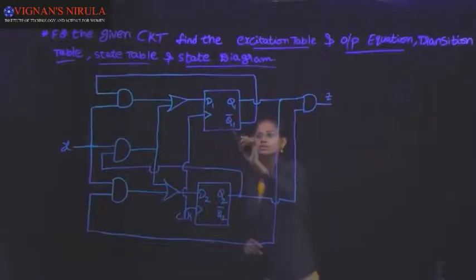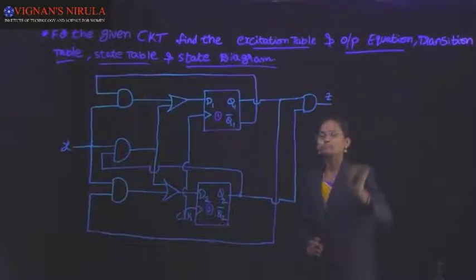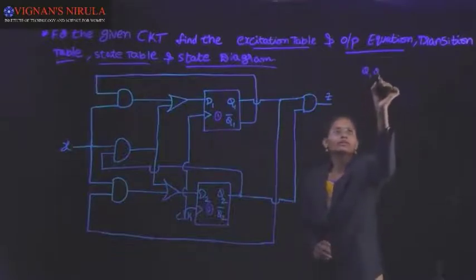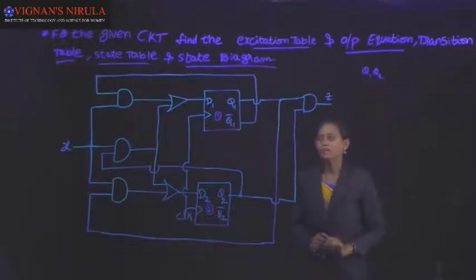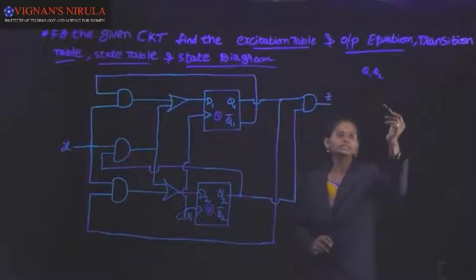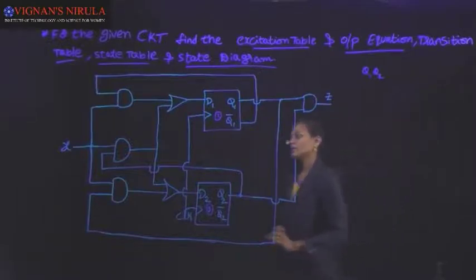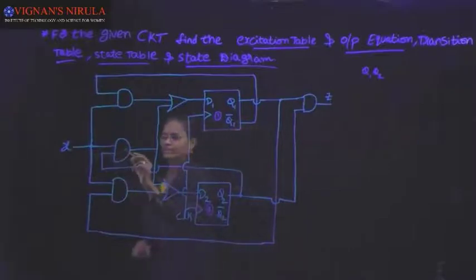Here we observe this is the first flip flop and this is the second flip flop. In this circuit we are using two flip flops, so it consists of 2 bits, that is Q1 and Q2. Two flip flops, so 4 combinations are there. Here X is given to the AND gate.